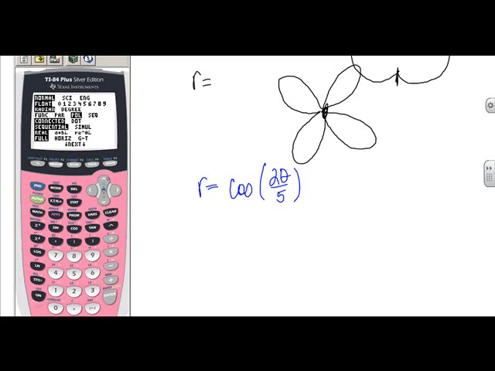That's the deal. I need to switch back to math print. Now, y equals r is the cosine of the fraction, cosine of the fraction 2 theta over 5.